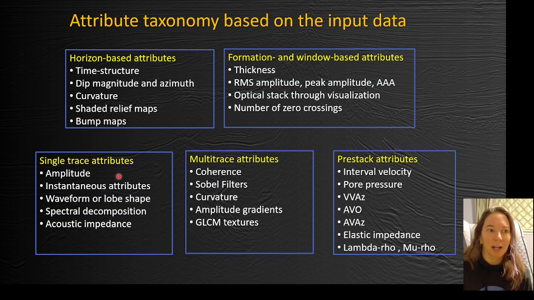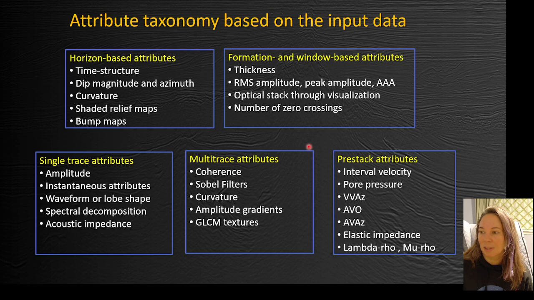We can also divide our attributes this way, which is more based on the input data. And so sometimes if you have limited input data, you can think about, all right, what attributes can I collect with this information? So horizon-based attributes, these would be like your time structure, your dip magnitude and azimuth, curvature, your geometric attributes. You could do shaded relief maps or bump maps.